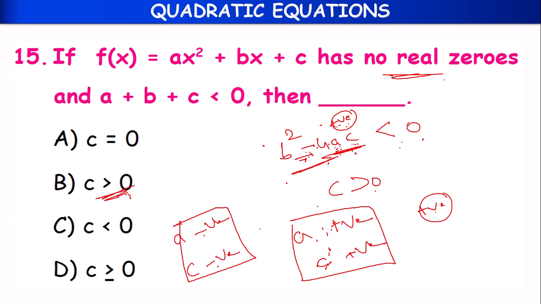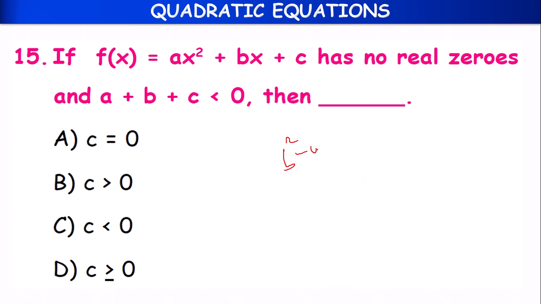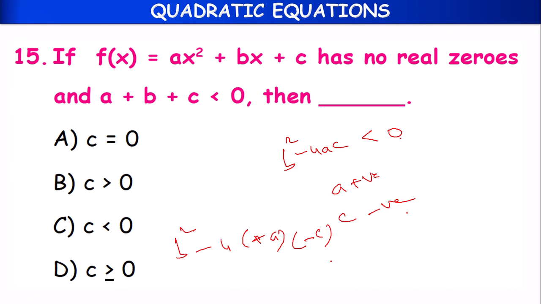Otherwise, if one is positive, suppose in b square minus 4ac less than 0, suppose A is positive and C is negative, then what happens? Here b square minus 4 into positive A and negative C. So plus into minus, minus, minus into minus, plus we will get: b square plus 4AC less than 0.